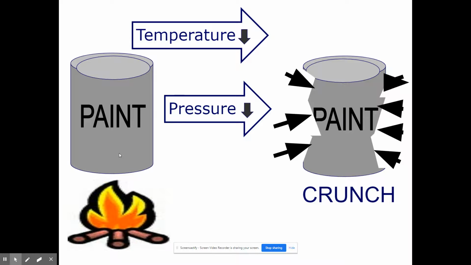Because the volume of the gas wants to increase, the pressure of the gas wants to increase because the molecules are moving faster. So if you have faster moving molecules, you're going to have more force, and that means more pressure. If you decrease the temperature, the pressure goes down, you can actually get a can to crunch.